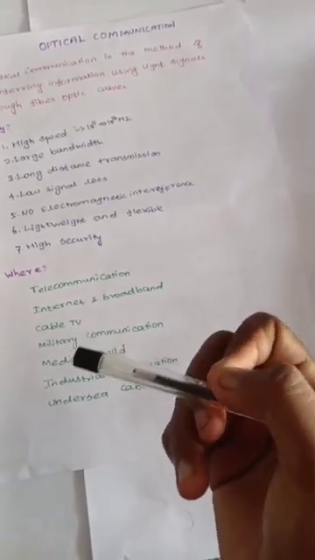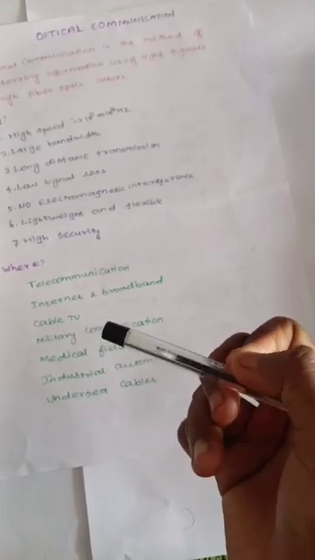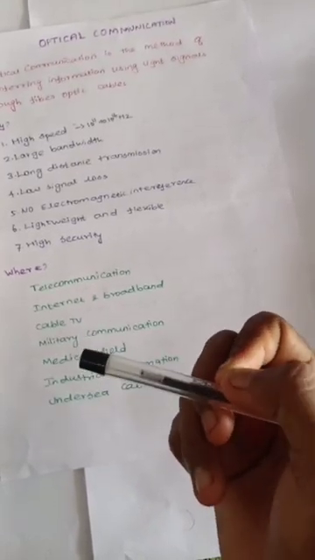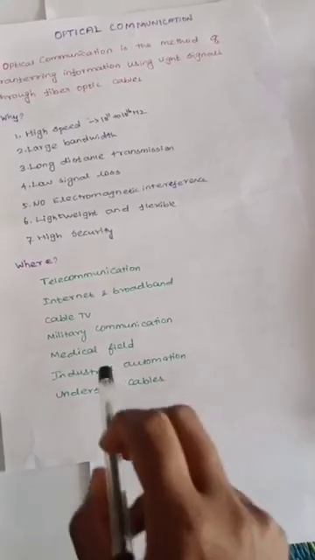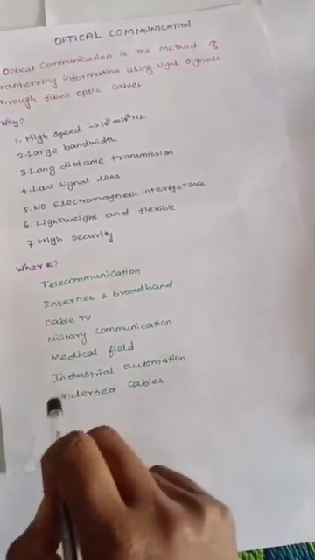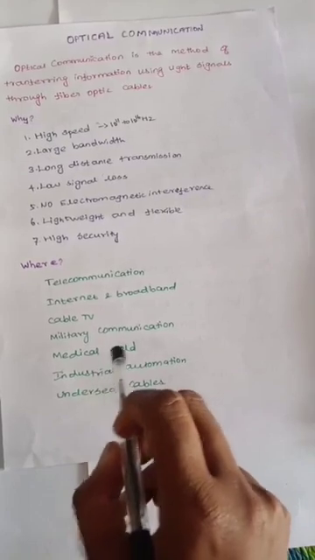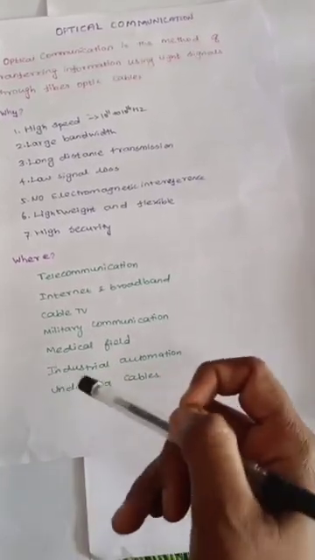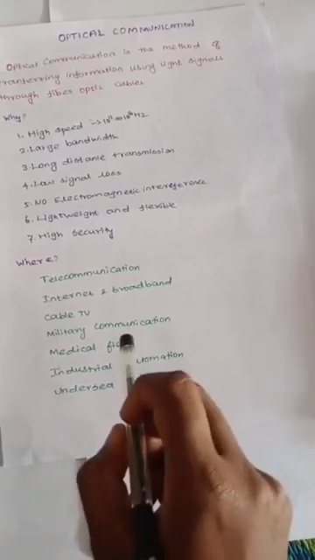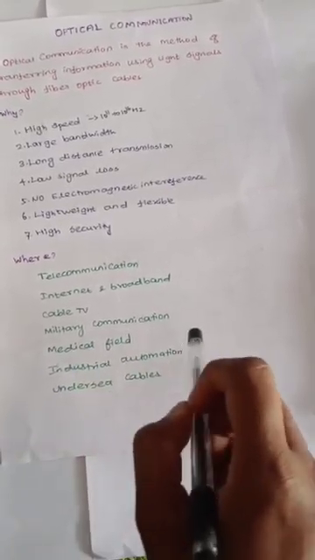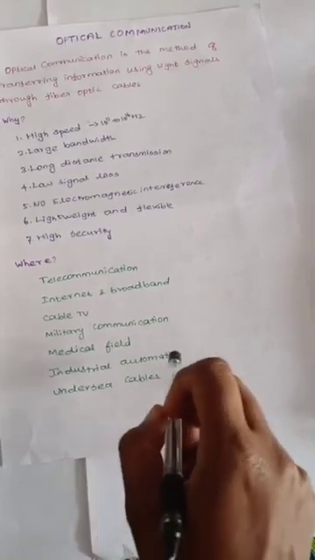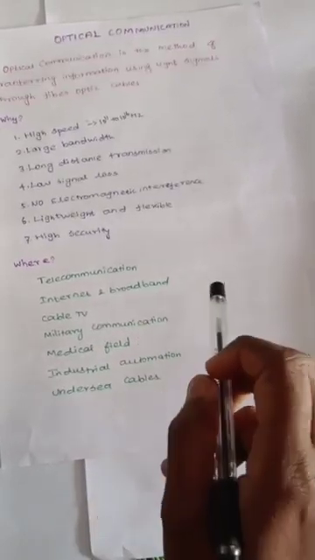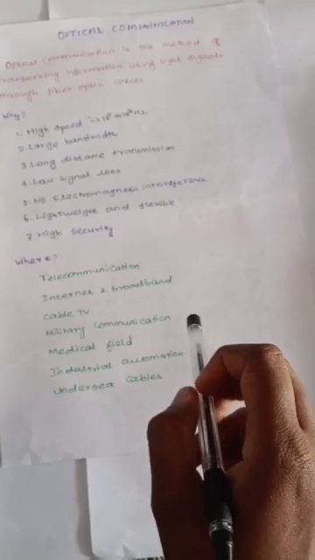For example, oil refineries use fiber connected cameras to monitor the critical areas. And undersea cables: in submarines, optical fiber cables connect the continents to transmit the internet, phone calls, and TV channels. For example, the SEA-ME-WE 5 cable linking Southeast Asia, the Middle East, and Western Europe for high speed internet.